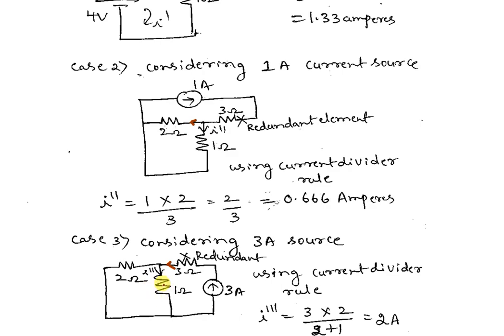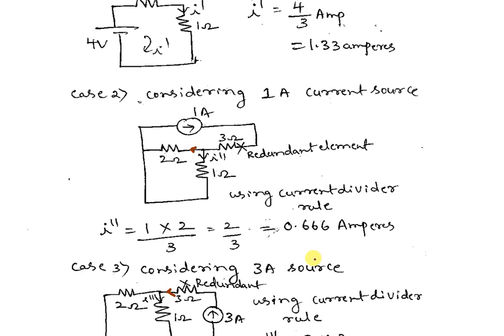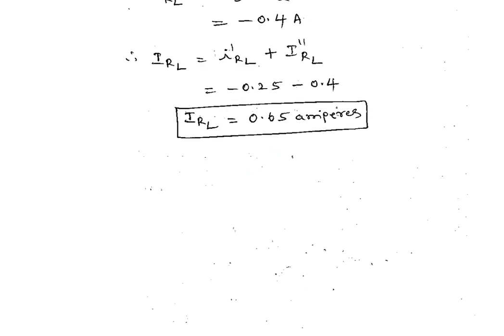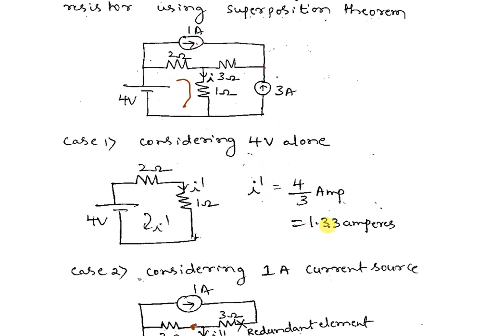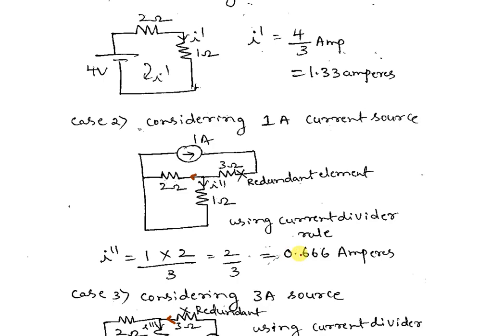So current through 1 ohm is, you have to write main current 3 amps into resistance opposite to 1 ohm. Resistance opposite to this 1 ohm is 2 ohms, divided by the sum of resistances 2 plus 1. So the denominator is 3. 3 will get cancelled with 3. We are left with only 2. So we got the individual response from 4 volts as 1.33 amps. That is I dash. Individual response in 1 ohm due to 1 amp is 0.66 amps.